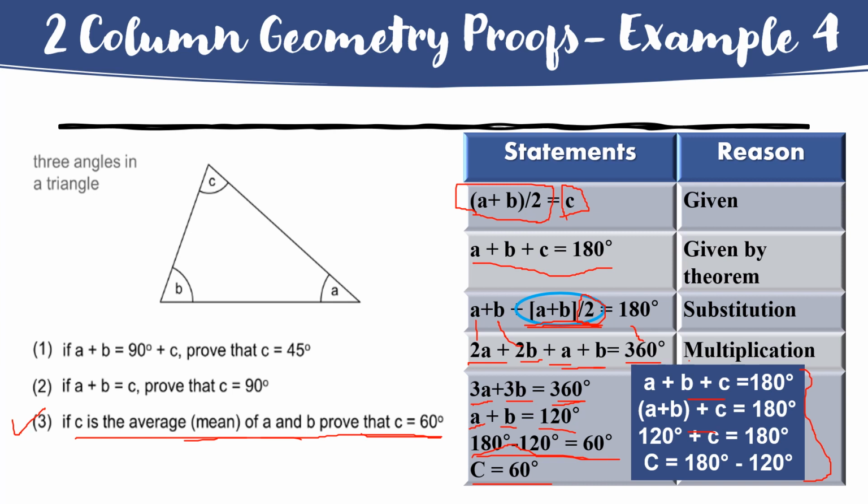We had A plus B plus C equals 180 degrees, right? Well, we solved and we found this answer, A plus B equals 120 degrees. So we substituted 120 for the A plus B, added it to the C, and then we simplified it by subtracting 120 from both sides, and that's how we got C equals 60. So we have proven that C is equal to 60 degrees in this particular example.